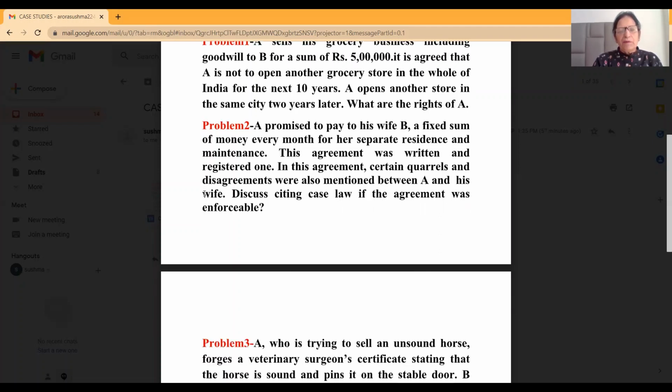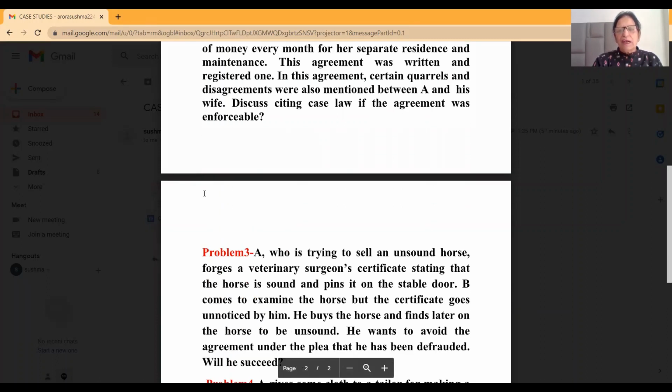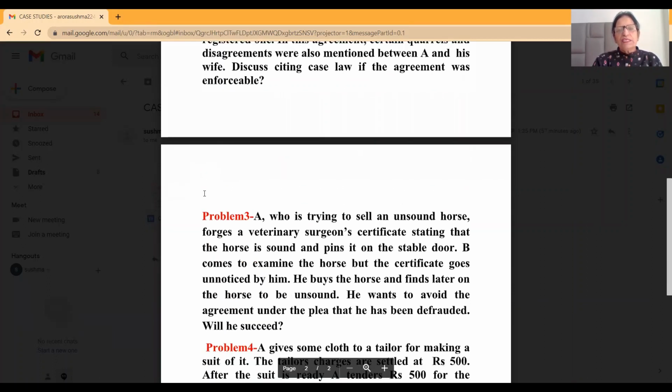Moving ahead, the third problem: A, who is trying to sell an unsound horse, forges a veterinary surgeon's certificate stating that the horse is sound and pins it on the stable door. B comes to examine the horse, but the certificate goes unnoticed by him. He buys the horse and later finds the horse to be unsound. He wants to avoid the agreement under the plea that he has been defrauded. Will he succeed?